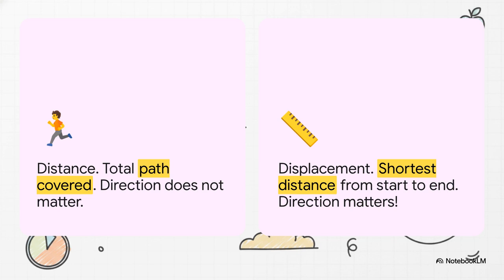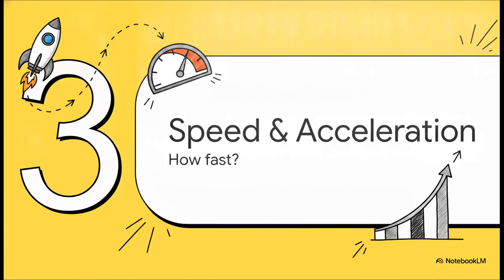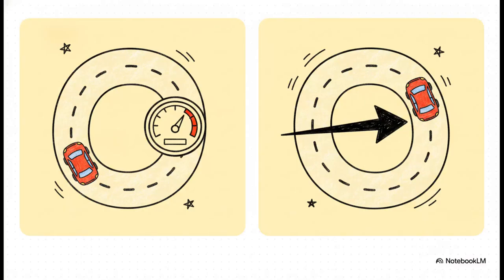Here's a quick conceptual test for you. Can distance ever be 0 if an object has actually moved? No way, never. All right, Section 3, Speed, Velocity, and Acceleration. So we know where an object went and the path it took, but now we need to figure out exactly how fast it got there.